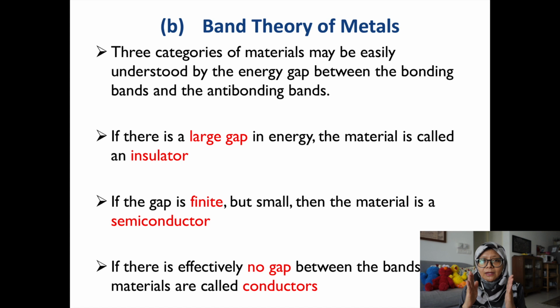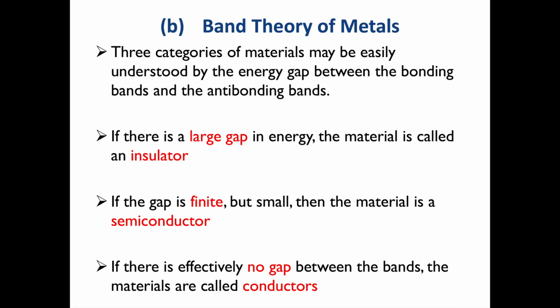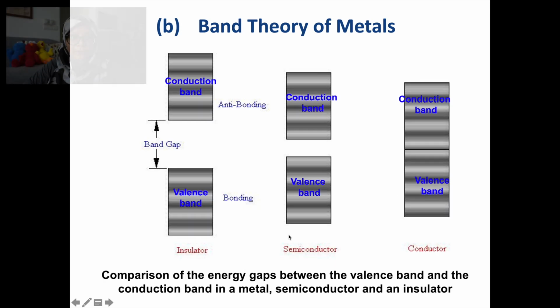If the gap is finite but small, then the material can be called a semiconductor. And if there is no gap at all between the bands, between the bonding and anti-bonding, or the valence, if there is effectively no gap between the bands, then the materials are called conductors.